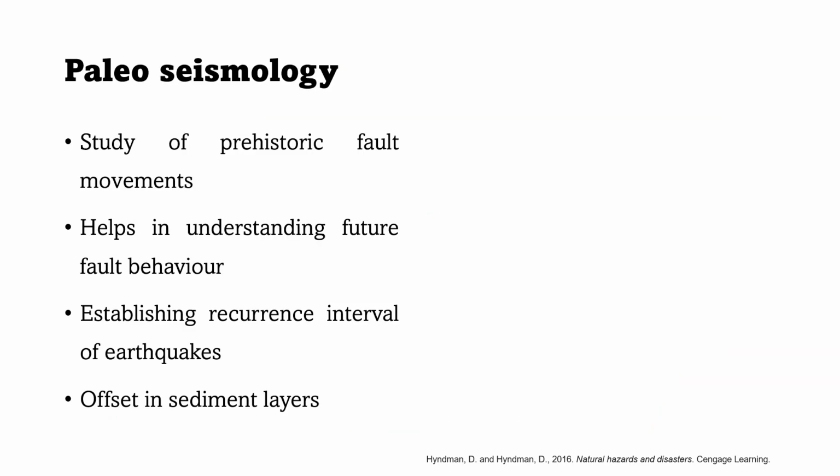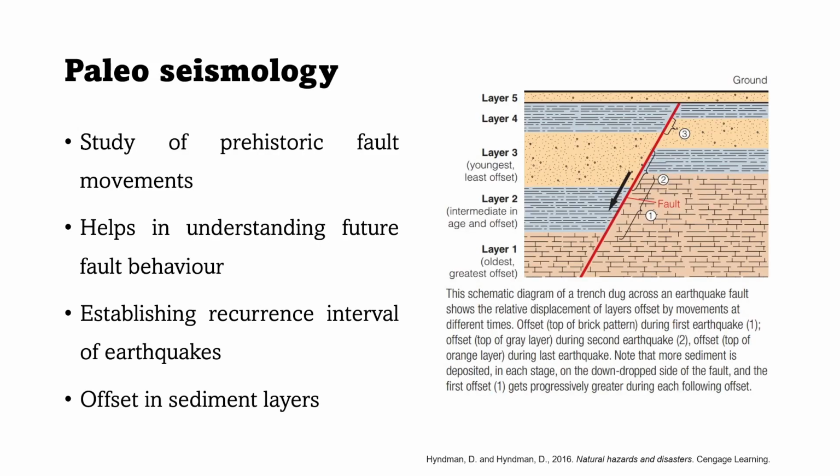So paleoseismology is the study of prehistoric fault movements. Paleo means past, something in the past. So paleoseismology is when you study the past fault movement, not the current one that is happening, rather the movement that has already taken place. The benefit of this is that it helps in understanding the future fault behavior, because you can observe a trend, something that keeps on happening over time. So if you look back, you can understand how the future movements can be, so you can predict that movement. This will help us in establishing the recurrence interval of earthquakes, because essentially these fault movements result in earthquakes.